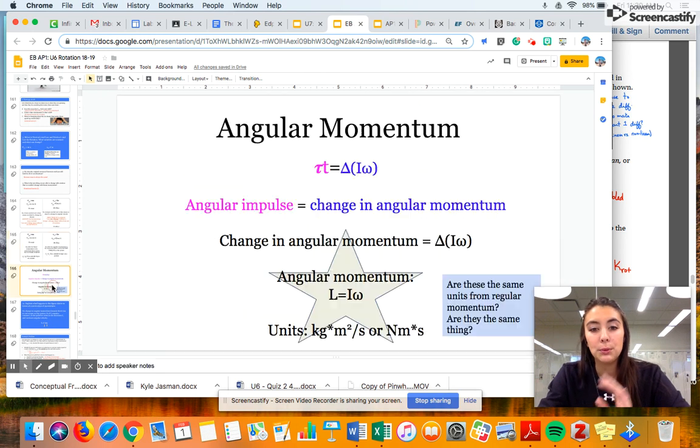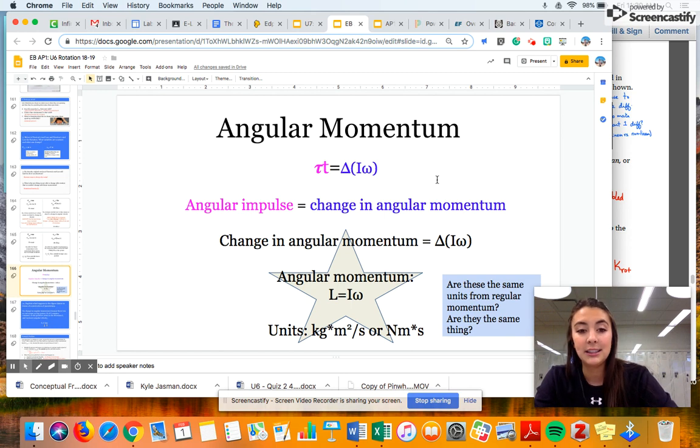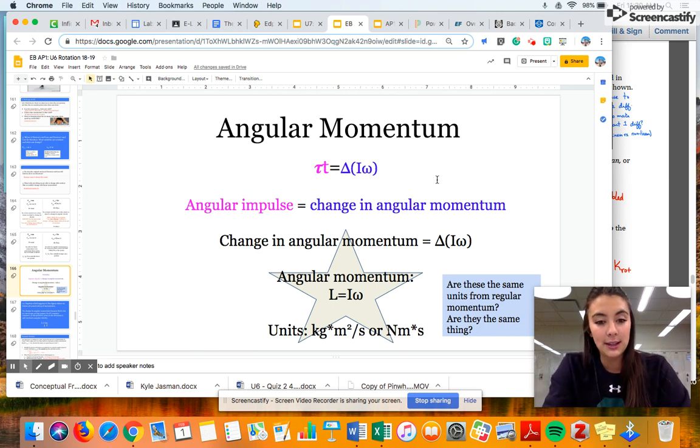Okay, so we've got our new equation, and that is net torque times T equals change in I times omega. That left-hand side, just like before when we broke down our linear momentum equation, is angular impulse, the right-hand side, angular momentum. Remember, we can use them interchangeably because impulse is momentum. They are one and the same, just depends on what variables you are given.